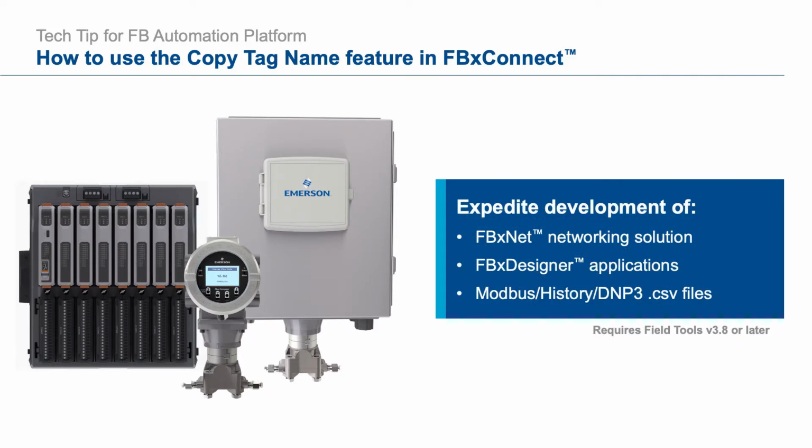You can easily copy a tag name from a display and paste it into FBxNet, FBxDesigner, or one of the CSV files for configuring Modbus, history, or DNP3. To use this feature, you will need version 3.8 or greater of FieldTools. Copying the tag name works on any standard FBxConnect display, custom FBxView display, or any applications display.